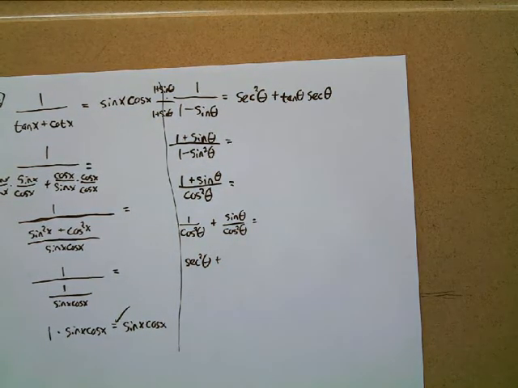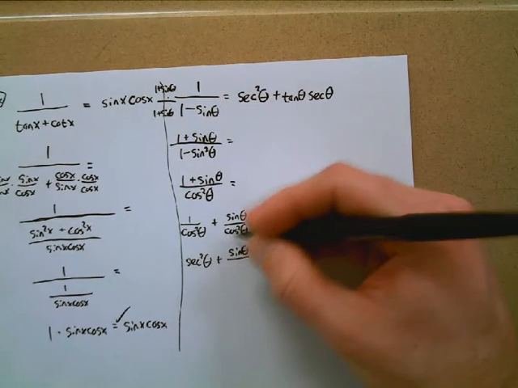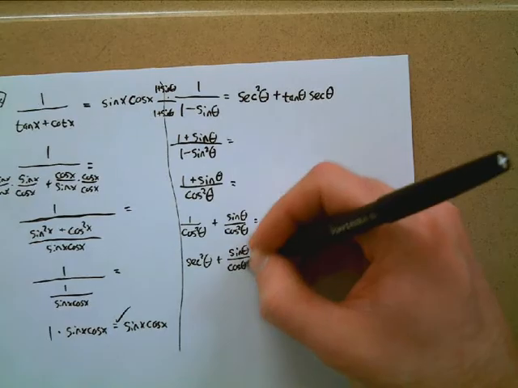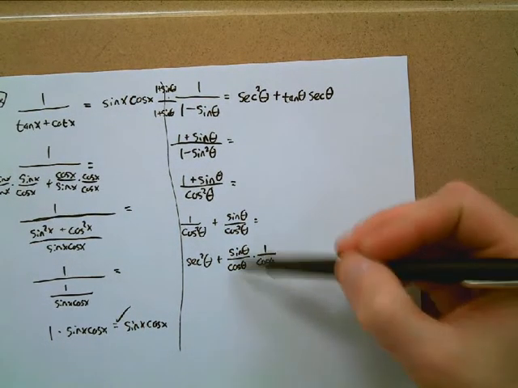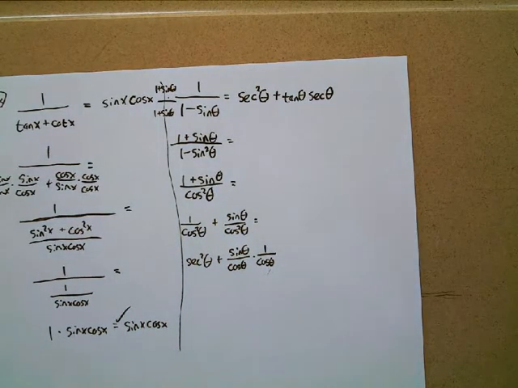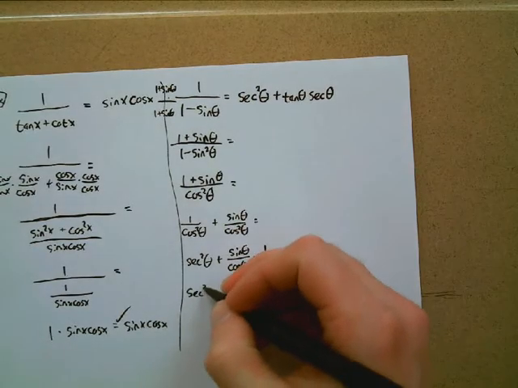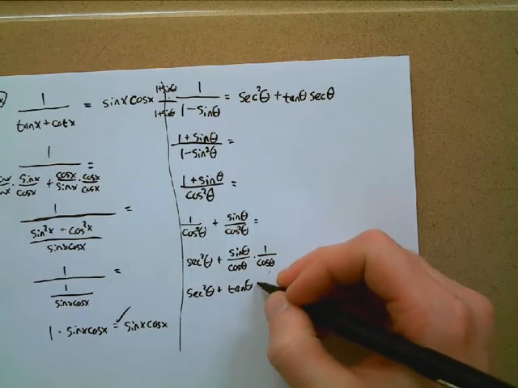Well, let's break up our denominator. Isn't sine over cosine squared the same thing as sine over cosine theta times 1 over cosine theta? Right? Isn't this the same as that? It would be. Sine over cosine, tangent theta. 1 over cosine theta, secant theta. Ta-da, we got it. So check. It's true.